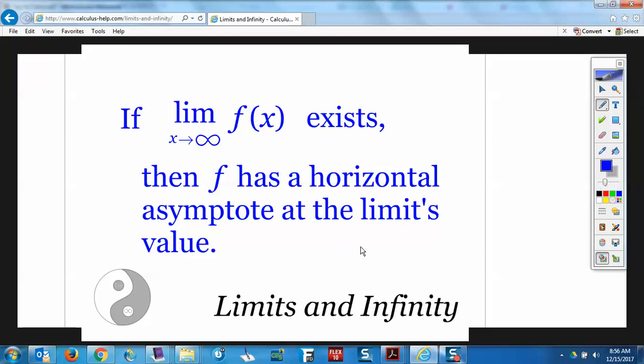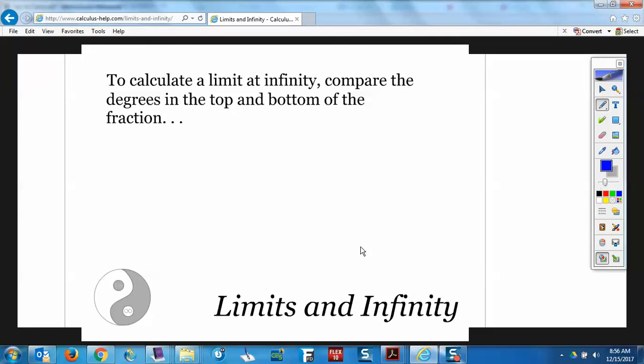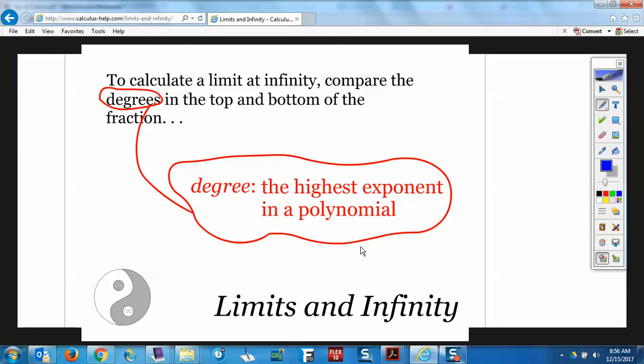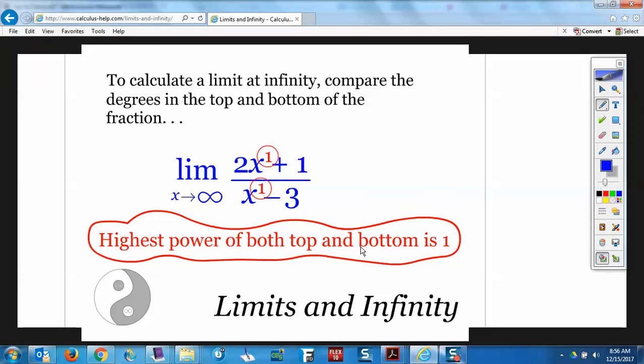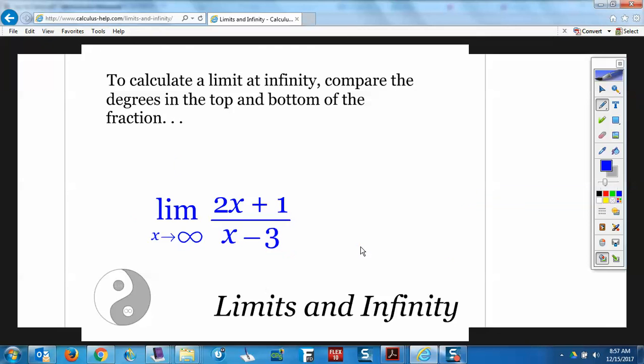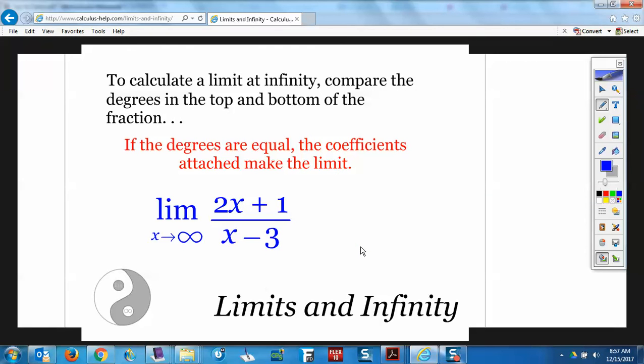Limits at infinity are very easy to calculate. All you have to do is compare the degrees in the numerator and denominator of the given function. By the way, the degree is the highest exponent. So if we take a look at f again, we'll notice that the highest degree in both the numerator and denominator is 1. Because remember, if we don't write a power, it's inferred to be 1. Now, in this case, the degrees of both the top and the bottom of the fraction are equal, and therefore the limit at infinity of this fraction is going to simply be the coefficients attached to those highest degrees.